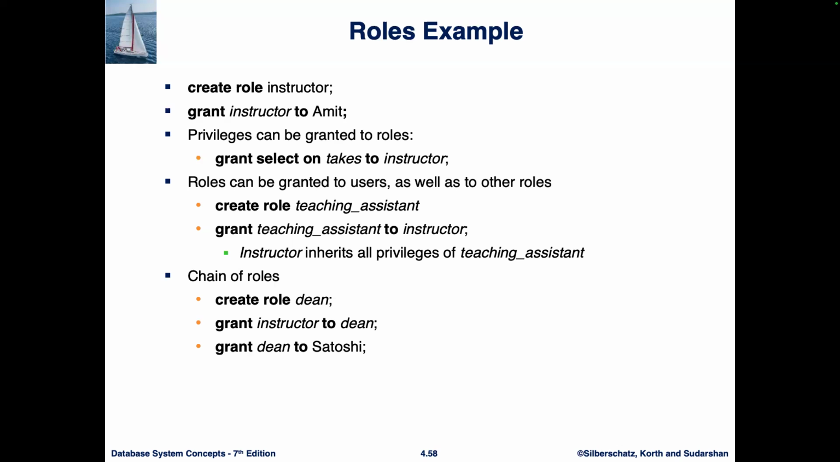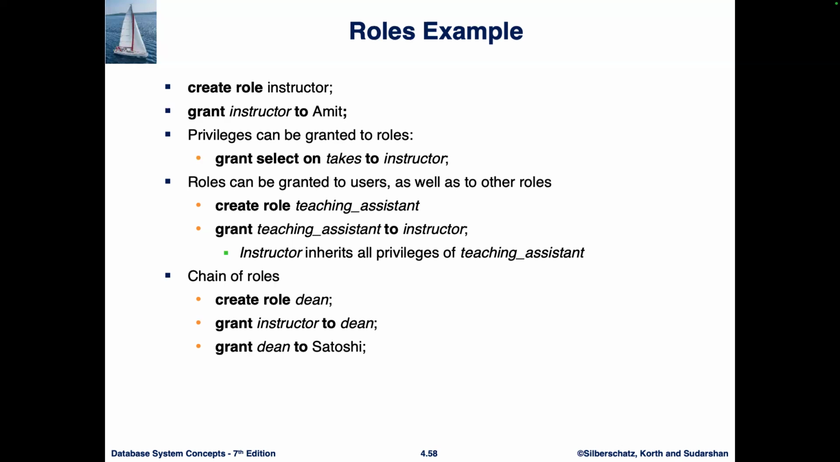Roles can also be granted to other roles, forming a chain of role inheritance. This means roles inherit all the privileges of other roles assigned to them. Create a new role teaching assistant and grant it to instructor. So create role teaching assistant, grant teaching assistant to instructor. Now the instructor role inherits all privileges of the teaching assistant role.